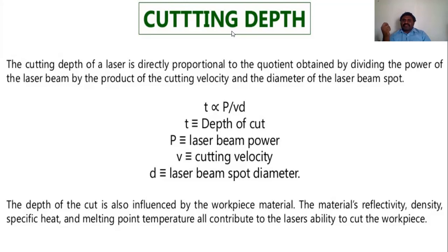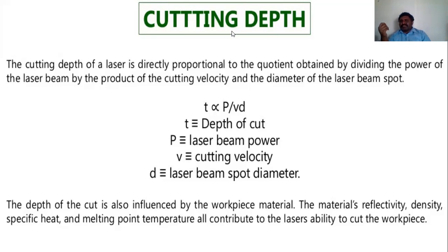The cutting depth of a laser is directly proportional to the power of the laser beam, divided by the product of the cutting velocity. So the formula is T is directly proportional to P by V D, meaning the depth of cut and the power of the laser beam.